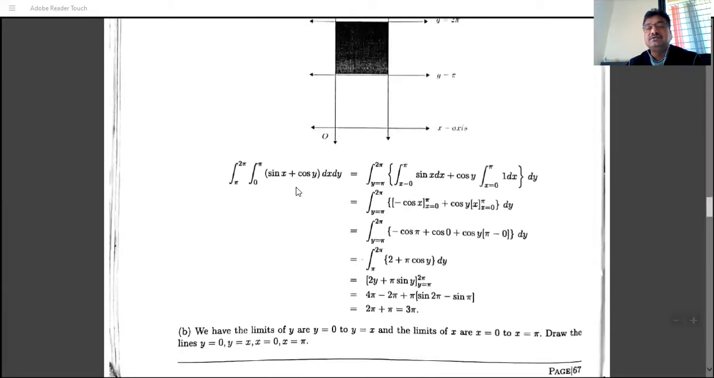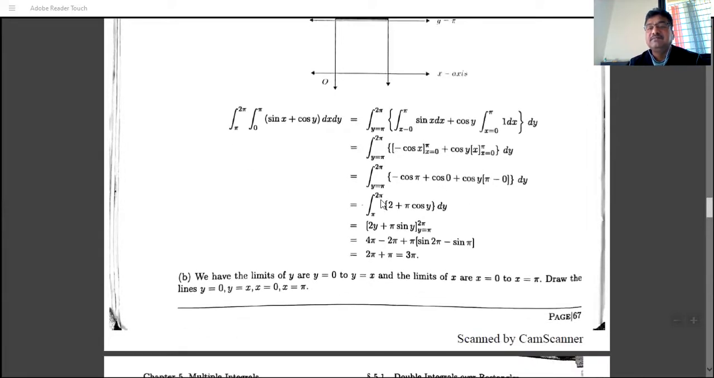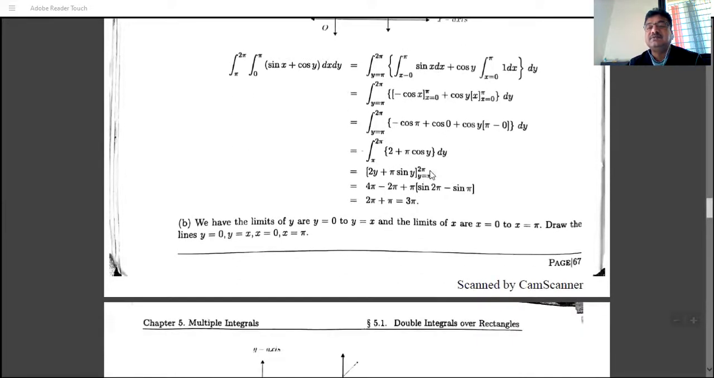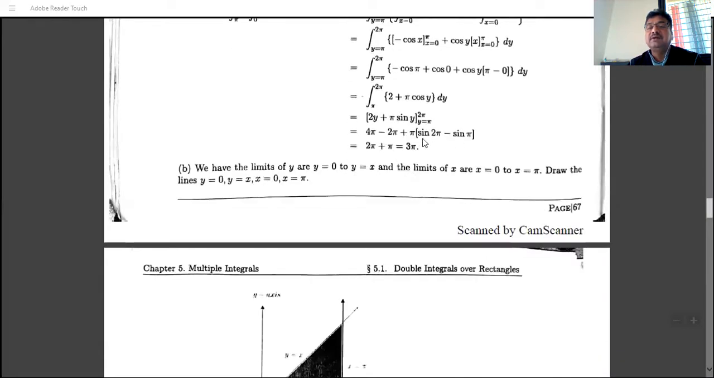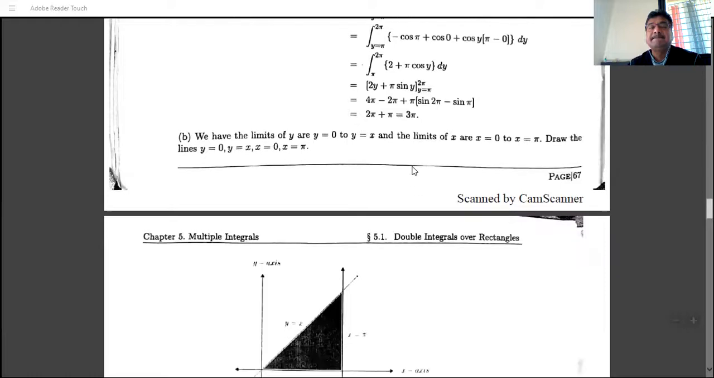And then integration with respect to x first. So the integration of sin x is minus cos x. And cos y is constant, so its integration is cos y into x. And so with upper limit value minus lower limit value, we have this. And then its integration with respect to y: 2 is constant, so 2y, and pi is constant, and the integration of cos y is sin y, from pi to 2 pi. Upper limit value minus lower limit value, we have the answer 3 pi.